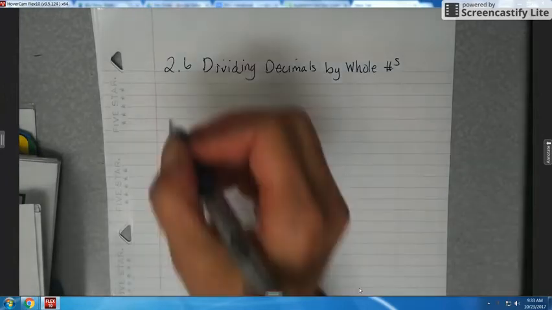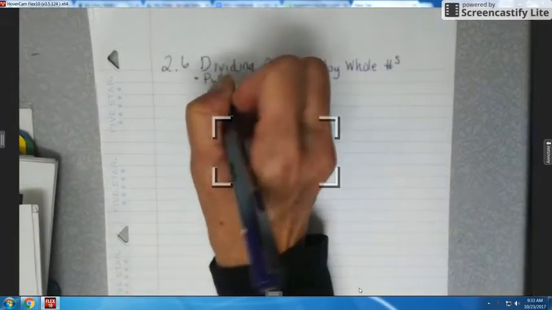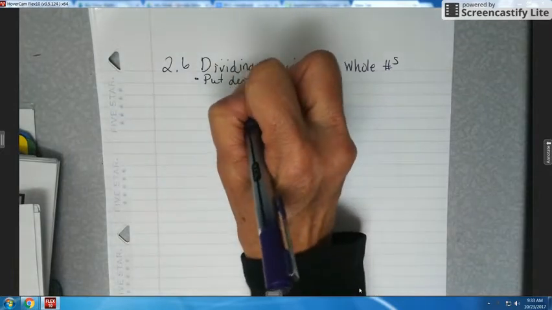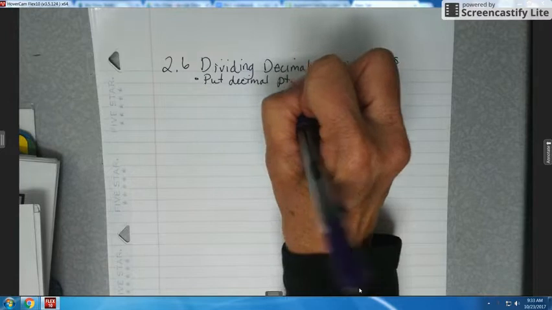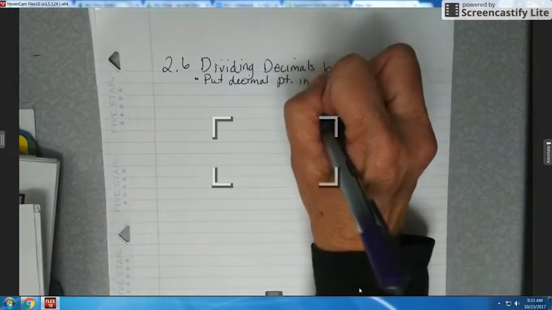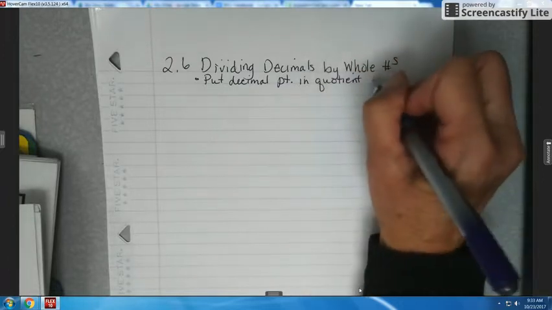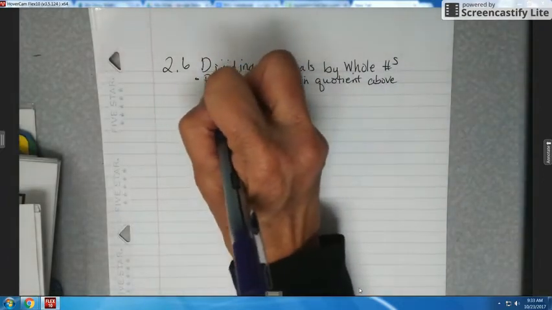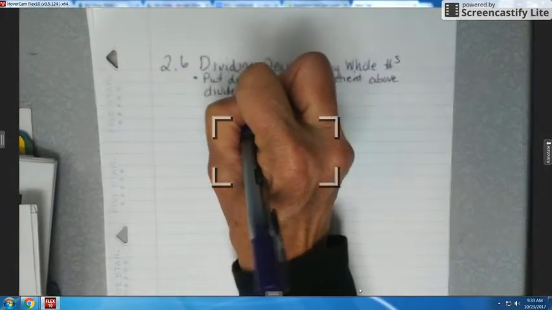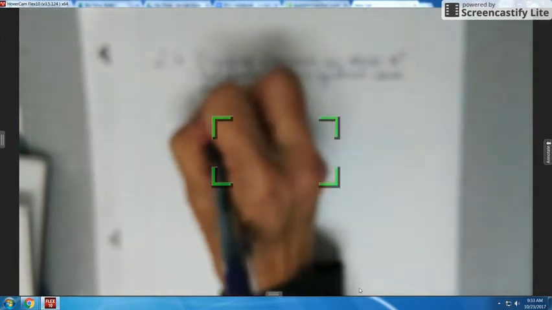Okay, so 3 things to know. First, you need to put a decimal point in the quotient above the dividend. I'll explain these terms in just a minute. These are vocabulary terms that you should know. And then you divide as normal.